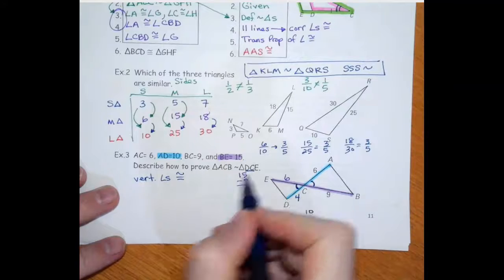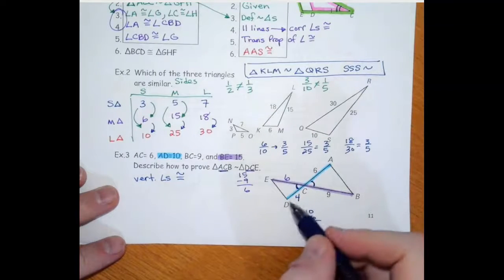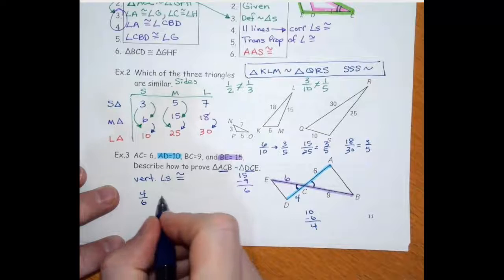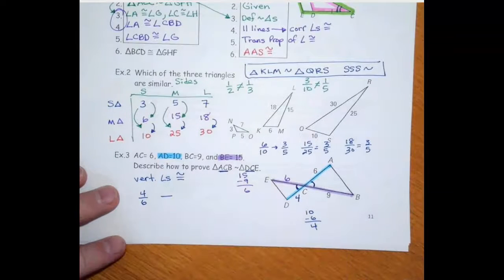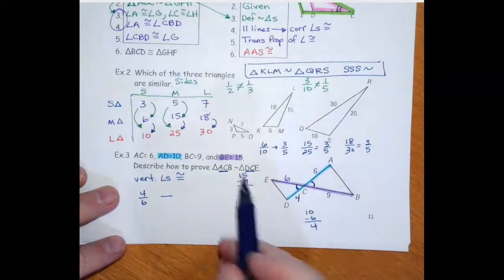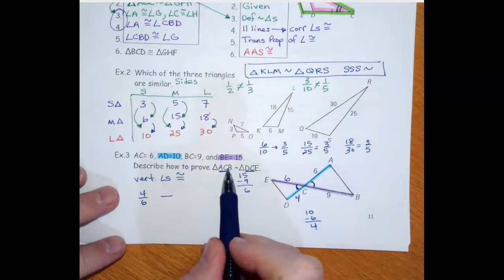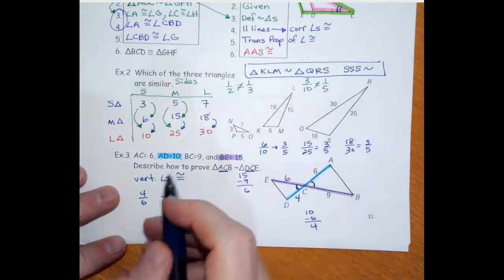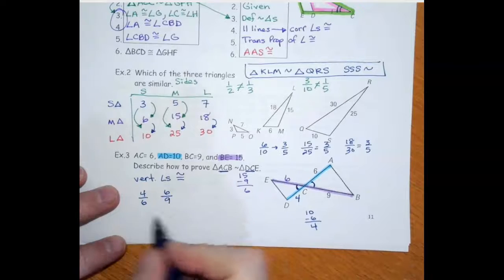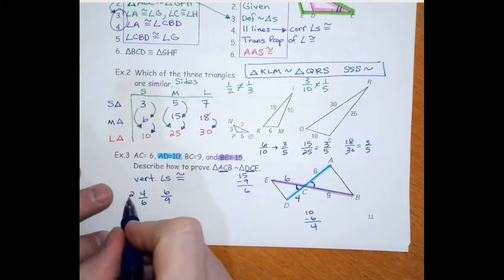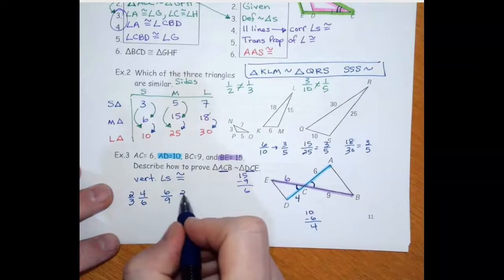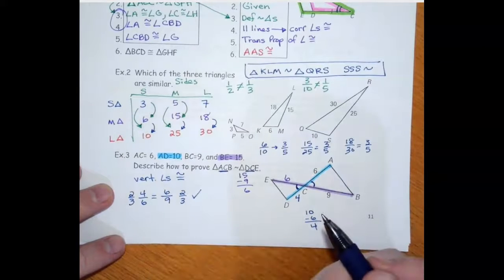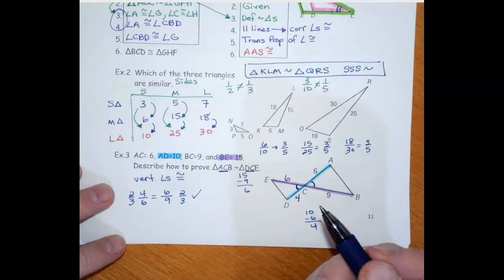CD needs to go with AC. So CD is 4, AC is 6. So that's going to be 4/6. And then what do we have over here? We have EC and CB. So we have these two. So we went from the small to the big, so we need to do that here as well. So that's going to be 6/9. So this reduces to 2/3, and this reduces to 2/3. So those are equal, proportional.